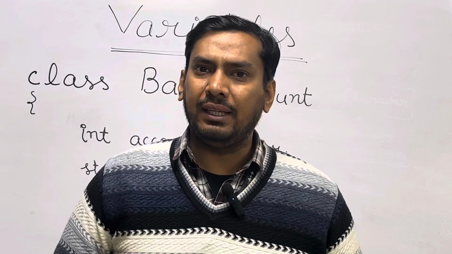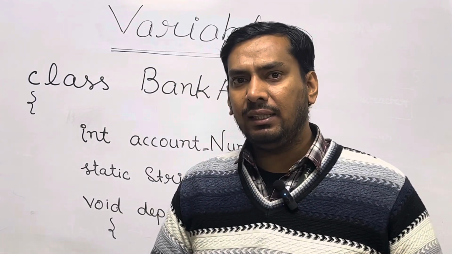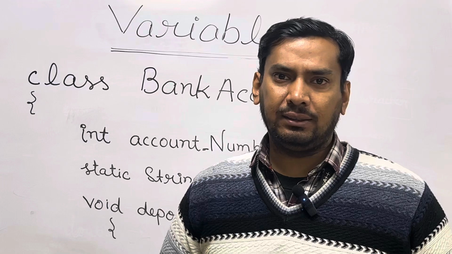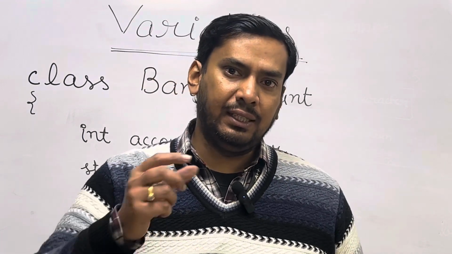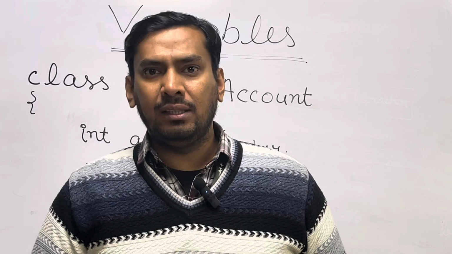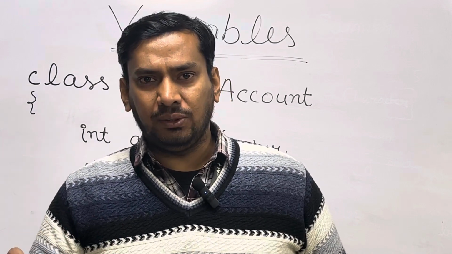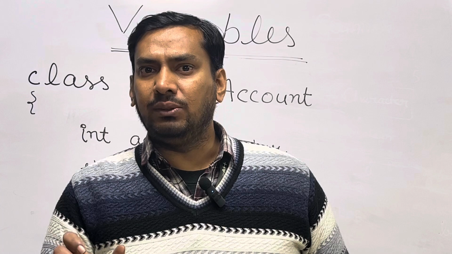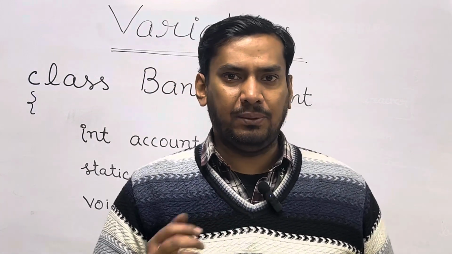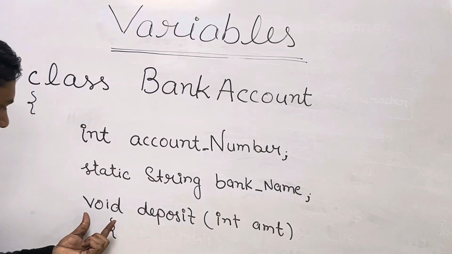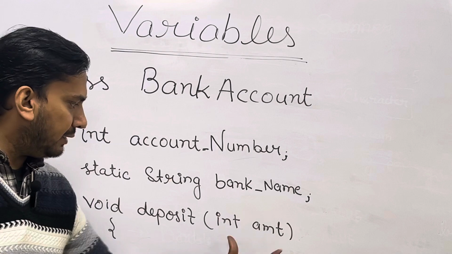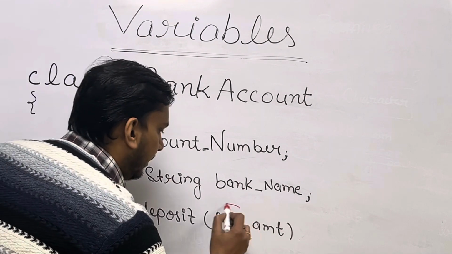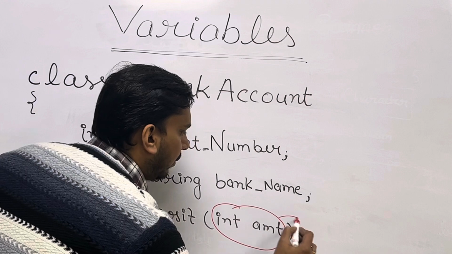So local variable is a variable which is declared inside any block of a class. It means if you are declaring any variable inside a method, that is a local variable. You may be declaring any variable inside a loop. For example, you are writing for int i equal to 0. So this int i equal to 0 is a local variable. Let's say in this example, I have taken a method void deposit, and here I am passing this int amount. So this int amount is a local variable.